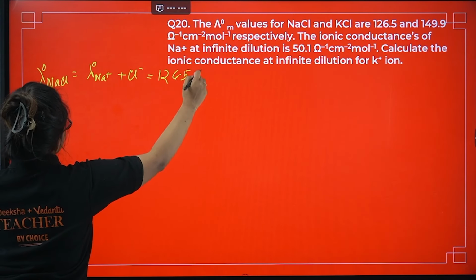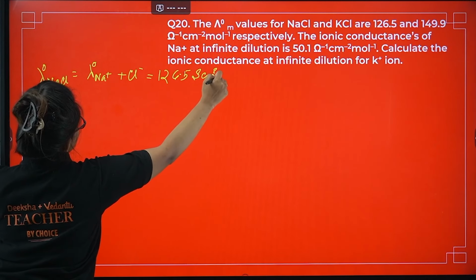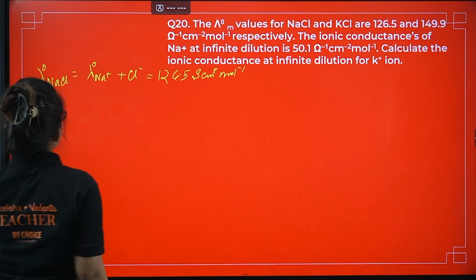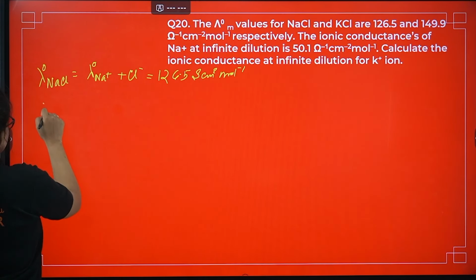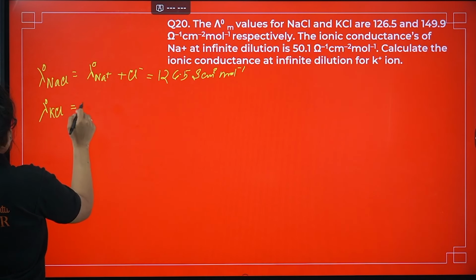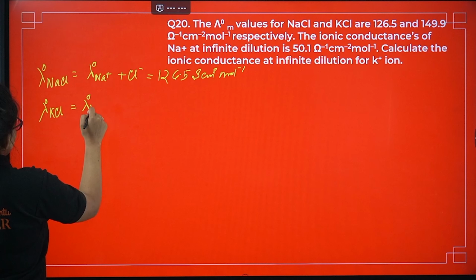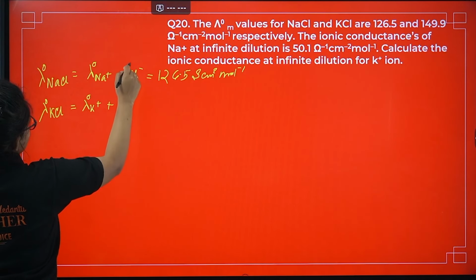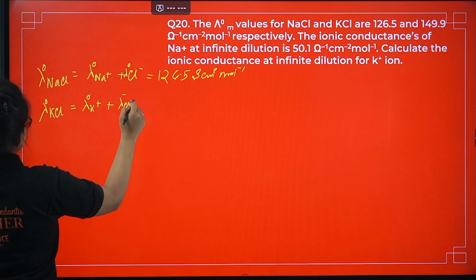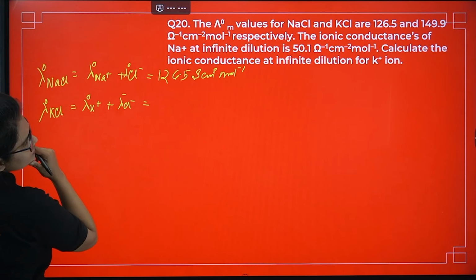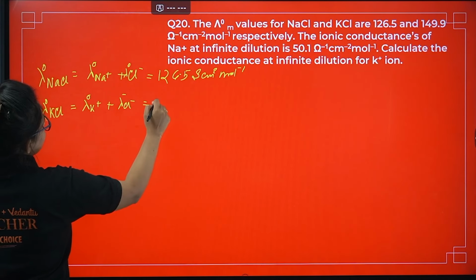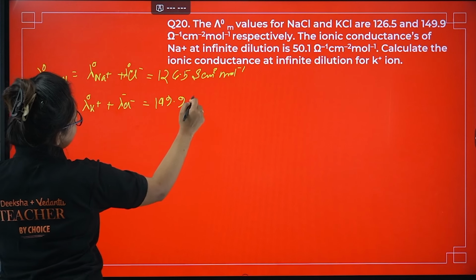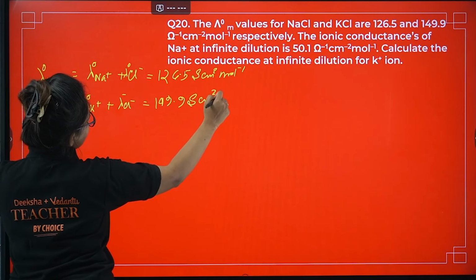126.5 Siemens centimeter square mole inverse. Okay, so from another thing that is given, lambda 0 of KCl, that is lambda 0 of K plus lambda 0 of Cl minus, is also given as 149.9 Siemens centimeter square mole inverse.